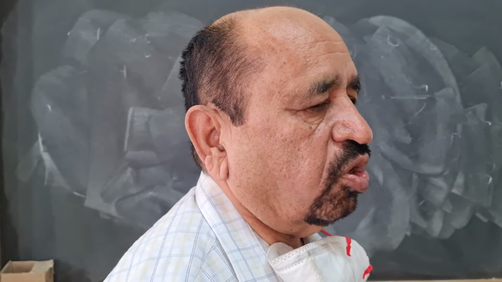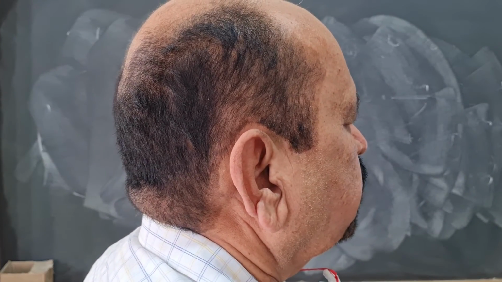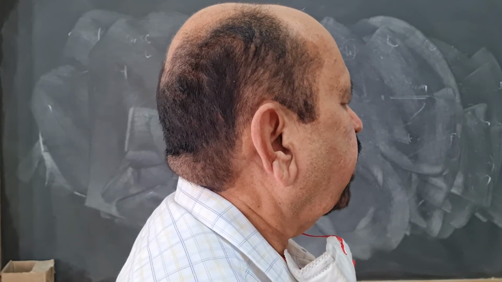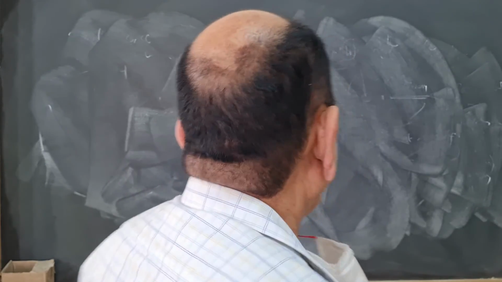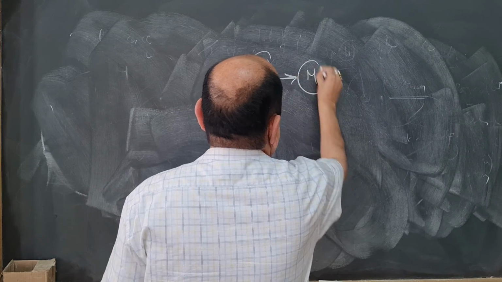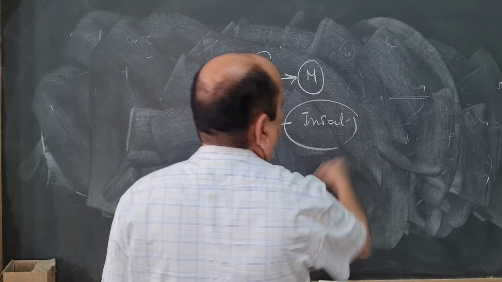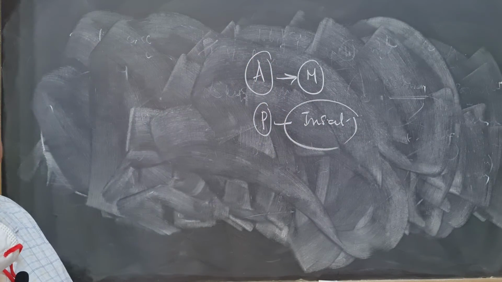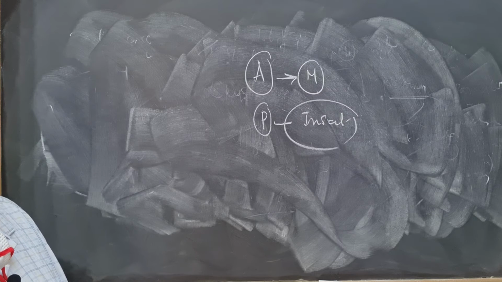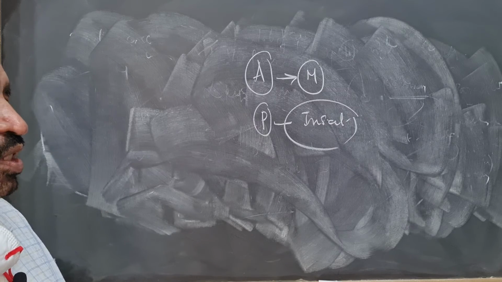In Leishmania donovani, only two forms are present. Amastigote is found in man, and promastigote is found in the insect.